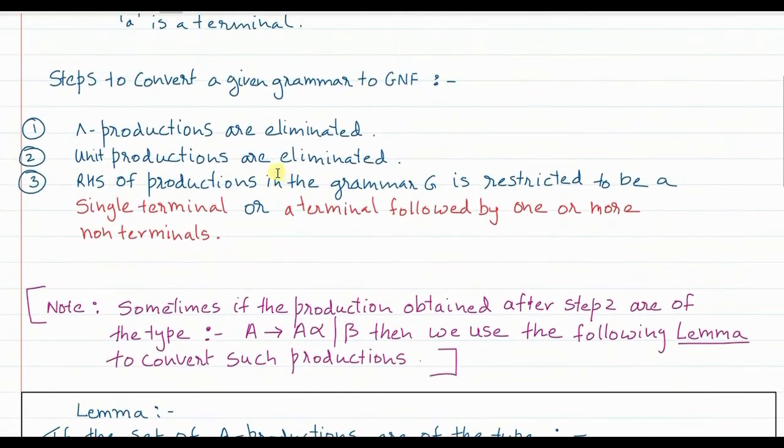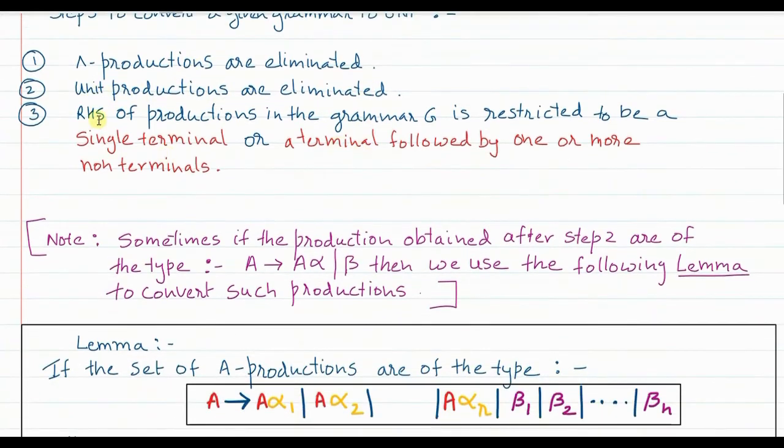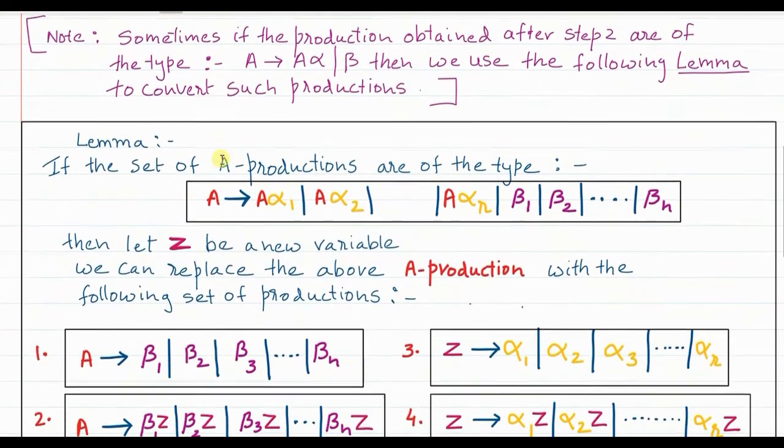Now let's see the steps to convert the given grammar into Greibach normal form. The first step is null production elimination. This first and the second step are common in CNF as well as GNF. So first we are going to eliminate null productions, then we are going to eliminate the unit productions. After step 2, in step 3, we are going to ensure that the right hand sides of the productions in the grammar G are restricted to be either a single terminal or a terminal followed by one or more non-terminals. Now there is one lemma that we are going to use.